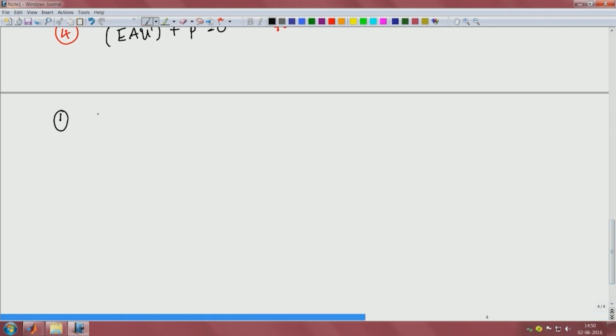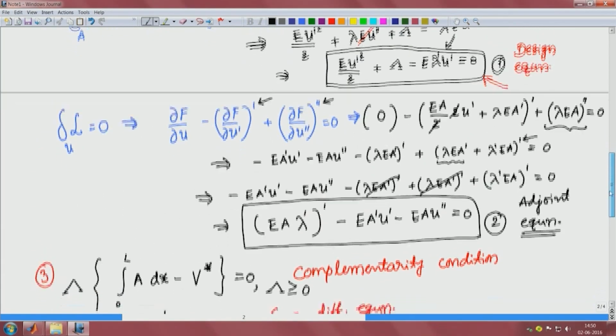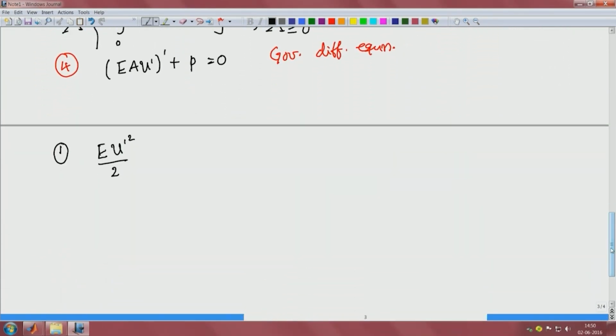Equation 1, we have E u prime square by 2 plus lambda minus E lambda prime u prime equal to 0. That is our first equation.